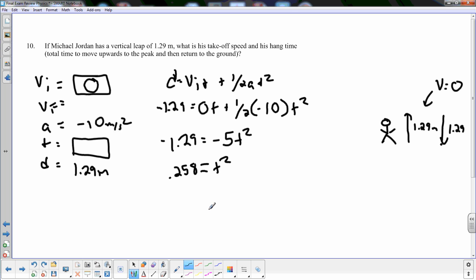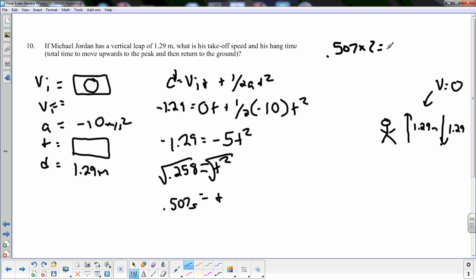Just confirm that. Yeah, 0.508, 0.507, whatever. So that's 0.507 for the going down, the half a trip. The going up is the same thing, 0.507. So we know the total time is going to be 0.507 times 2, which is going to be about 1.01 seconds. So there's his hang time. Hope you followed that.